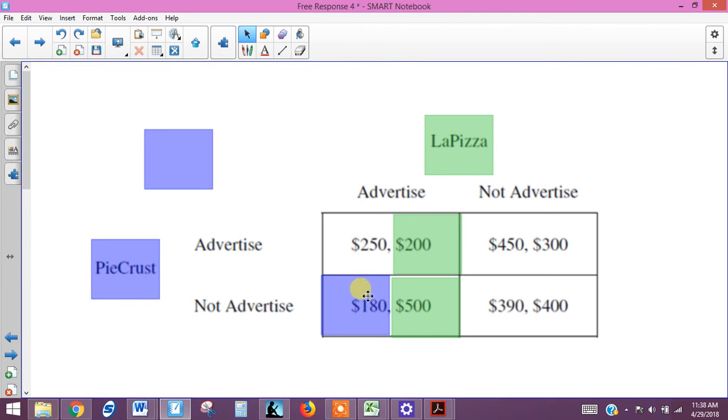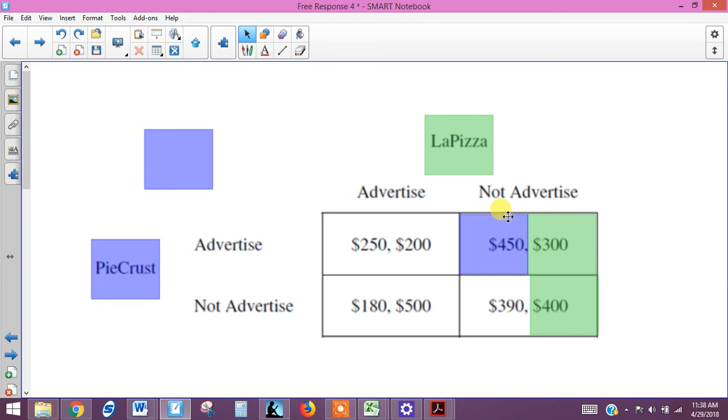Now let's see if it is a dominant strategy for La Pizza to not advertise. If they go here and Pie Crust decides to advertise, then La Pizza is better off here. However, if Pie Crust decides to not advertise, and we're down here, then La Pizza is worse off, because they would be better off being over here and advertising. So there's no dominant strategy here either, because once again it depends on what Pie Crust does.